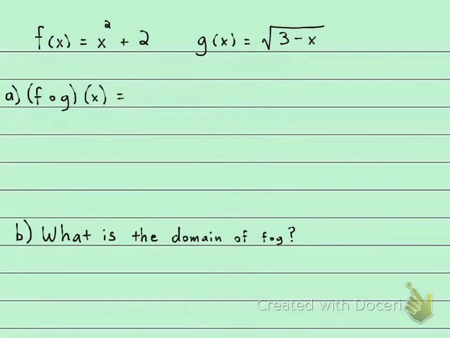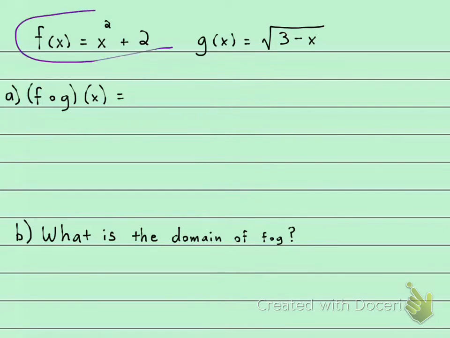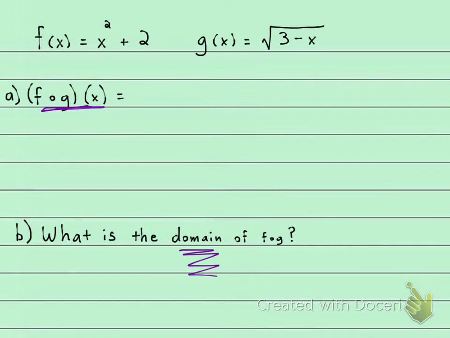We're going to find a composite function, the f of g of x, given our f of x, which is right here, x squared plus 2, and our g of x, square root of 3 minus x. And once we find that composite function, we will talk about the domain of that composite function. Okay, so the first thing to do is to realize that we're going to be plugging one of these functions into the other. And in this case, we're plugging the g function into the f function.